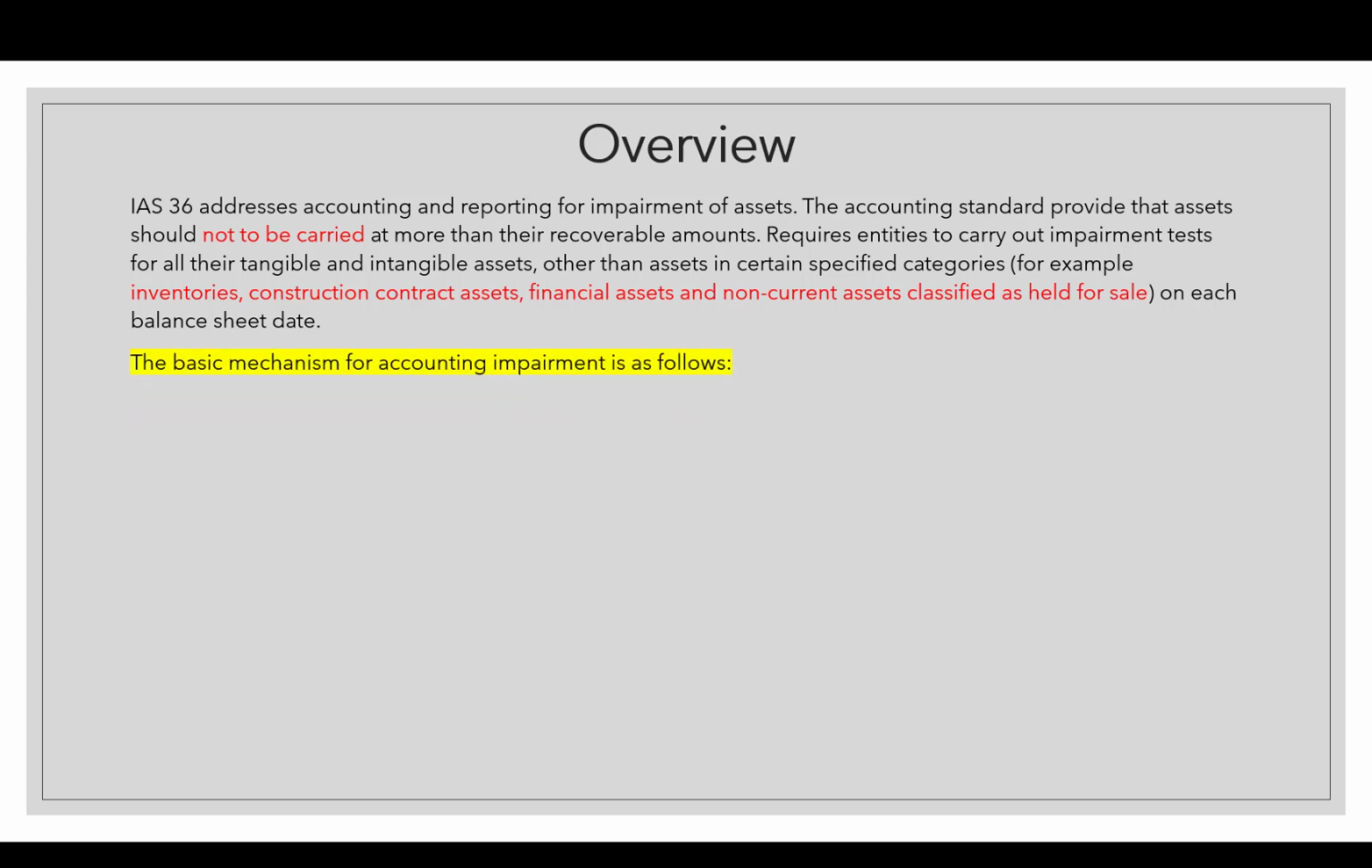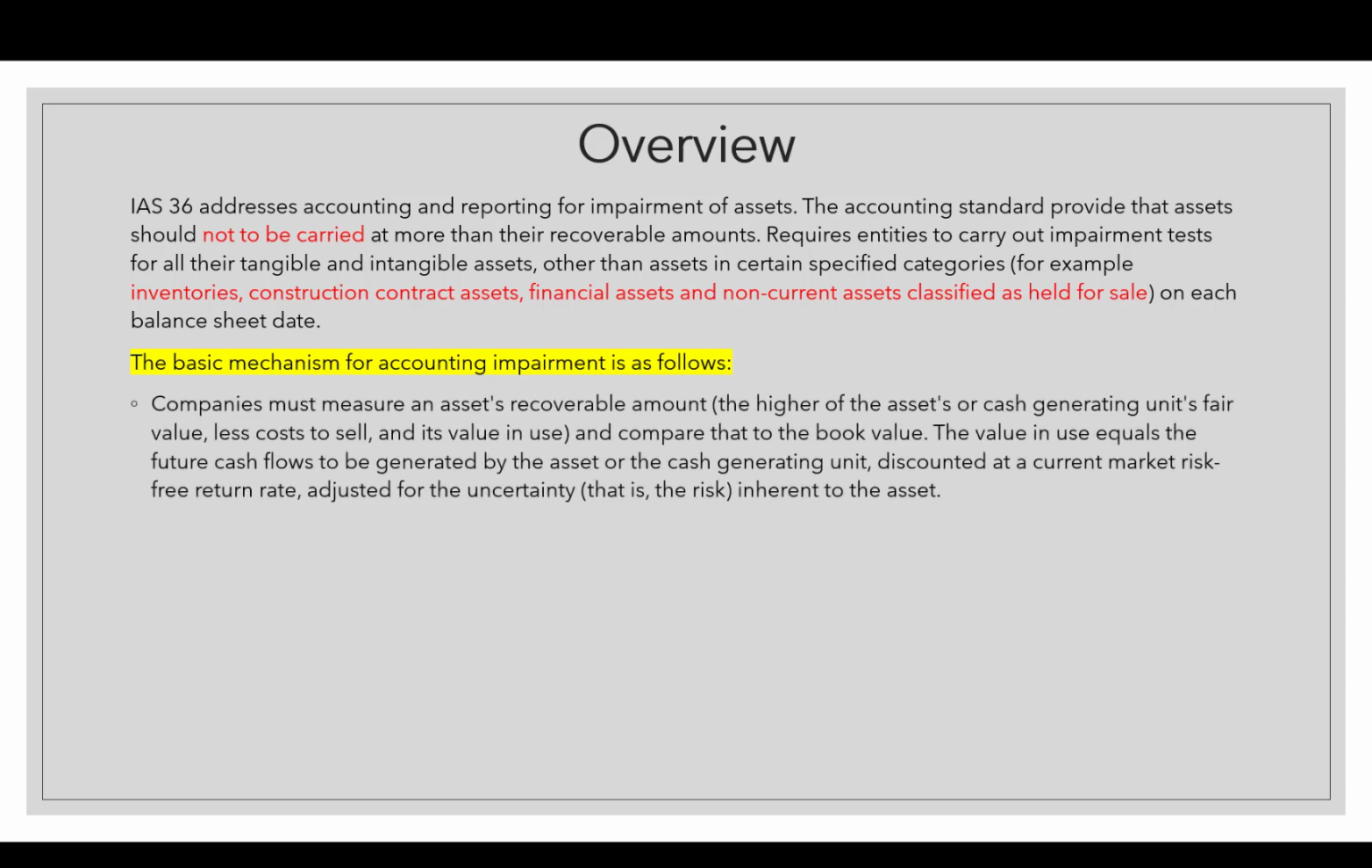The basic mechanism of accounting impairment is as follows. Companies must measure an asset's recoverable amount, the higher of the asset's or cash generating unit's fair value less costs to sell and its value in use, and compare that to the book value. The value in use equals the future cash flow to be generated by the asset or the cash generating unit, discounted at the current market risk-free return rate, adjusted for uncertainty, that is, the risk inherent to the asset.